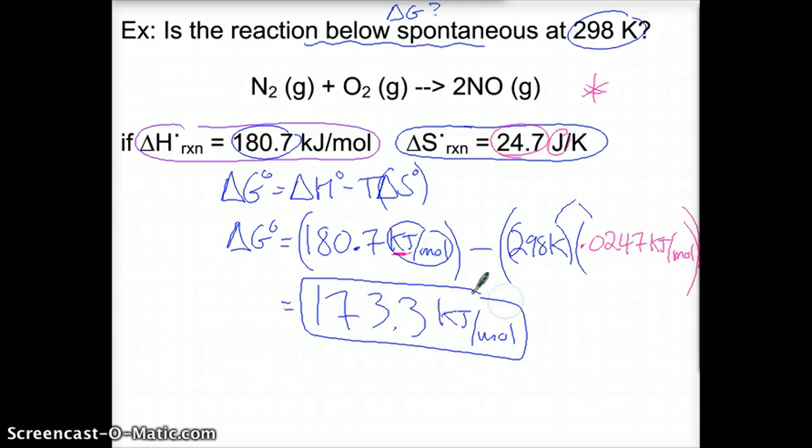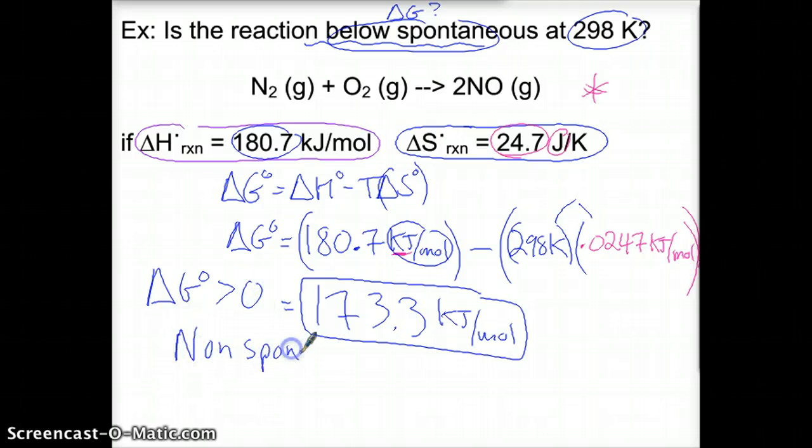So, to answer this question, is the reaction below spontaneous? Since delta G is greater than 0, this is non-spontaneous. What does that mean? That means that it is spontaneous in the opposite direction. So if the arrow went like this, then that reaction would be spontaneous because delta G would now be negative 173.3 kilojoules per mole.